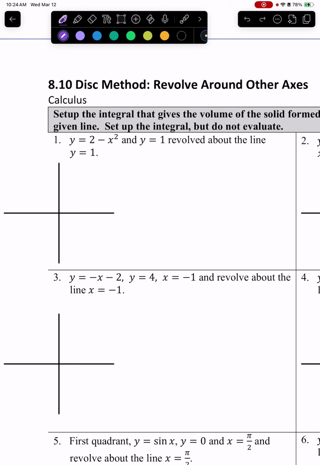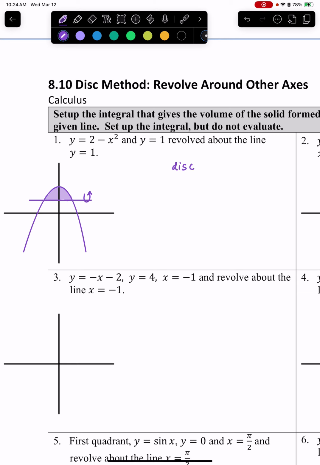We've got 2 minus x squared, and that's a downward facing parabola with a y-intercept of 2. Center that. And then we've got y equals 1. It's going to go about there. And then notice that they're having us revolve around y equals 1. So that means there's no inner radius to subtract. So let's go ahead and use disk method.